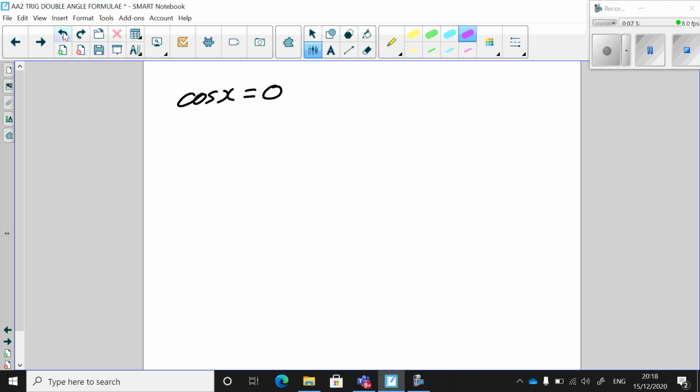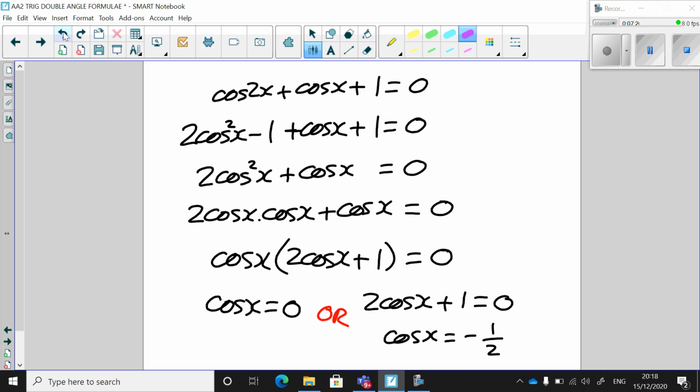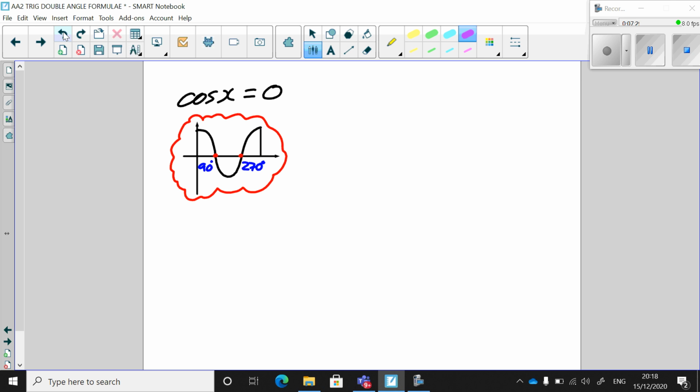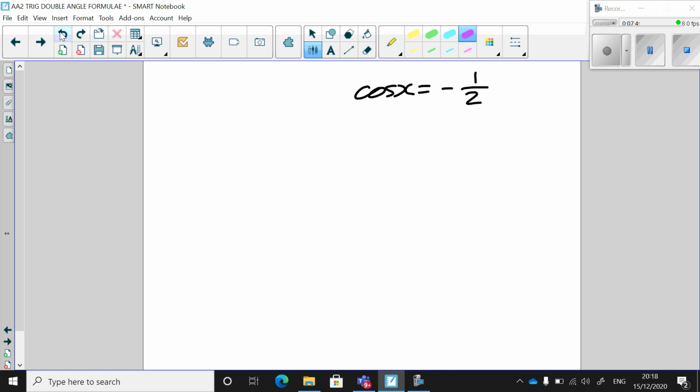Right, so there's the one on the left. I'm solving for cos x equals 0. When it's equal to 0, 1 or negative 1, use the graph. Where is it crossing the x-axis? That's what x is, that's what you're solving for. Where does that curve meet the x-axis? At 90 and 270. That's your answers. 90 and 270.